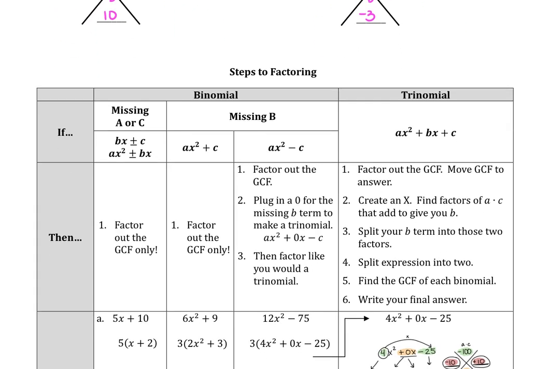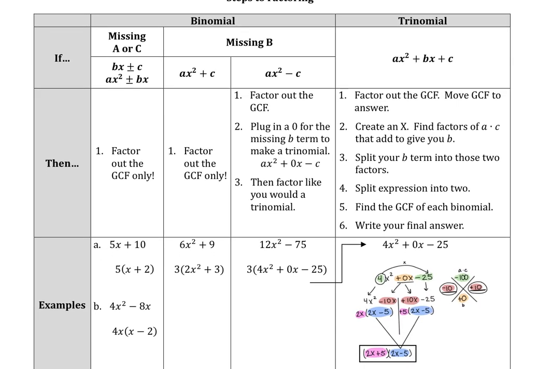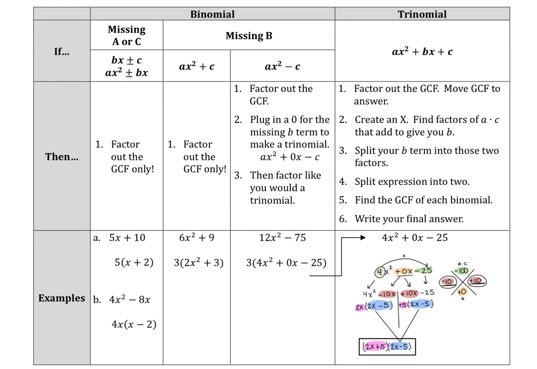All right, now that we've practiced that, we're going to look at our steps to factoring. And we have a couple different steps depending upon what type of problem I have. So let's start first with a binomial. Remember, that's a two-term expression. And if I have a binomial that is missing a or c, then I'm going to do what I did in the previous lesson, which means I'm going to factor out the GCF only.